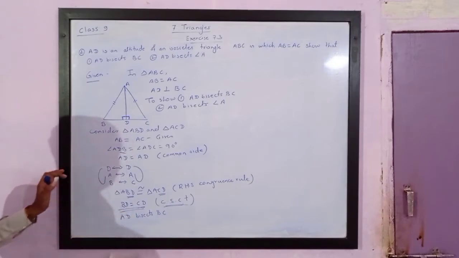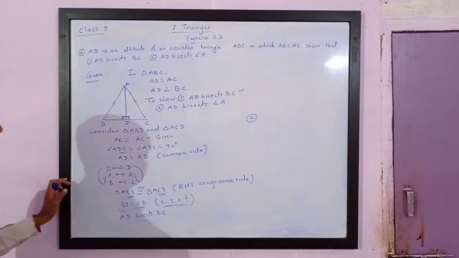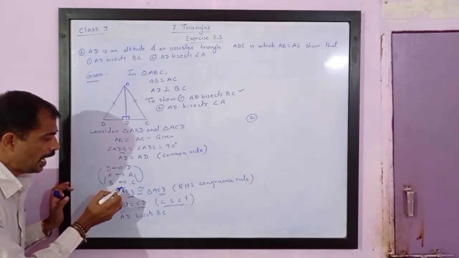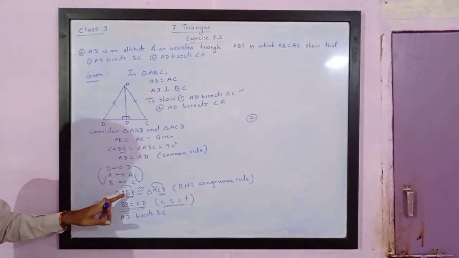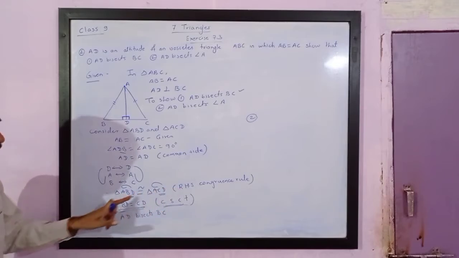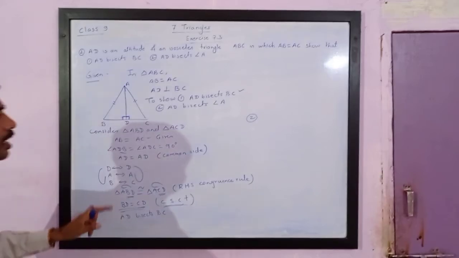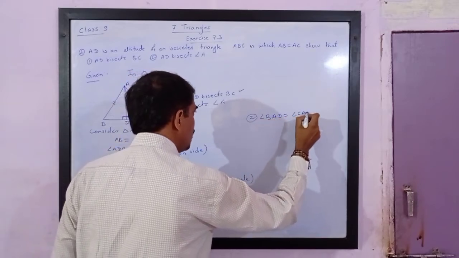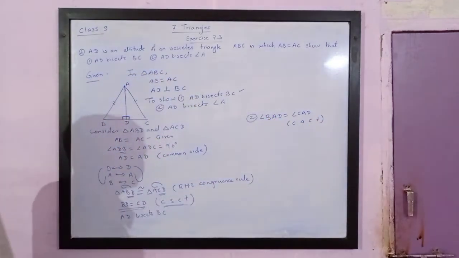Now see, we have said AD bisects BC. First part is proved. Second part is AD bisects angle A. Now since triangles are congruent, we can say that angle BAD is equal to angle CAD. If I am writing second, first and third vertex from this triangle, I have to write same sequence of the other triangle, that is angle BAD is equal to angle CAD. Reason is corresponding angles of congruent triangles.